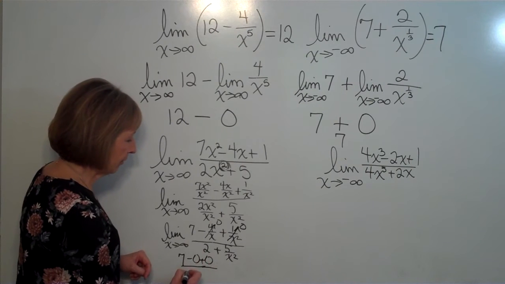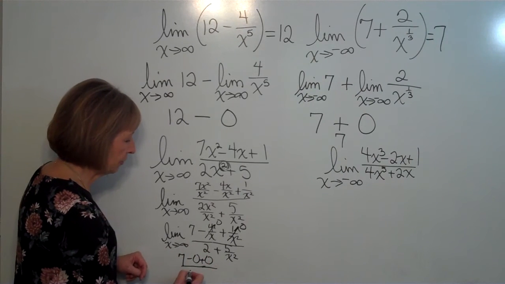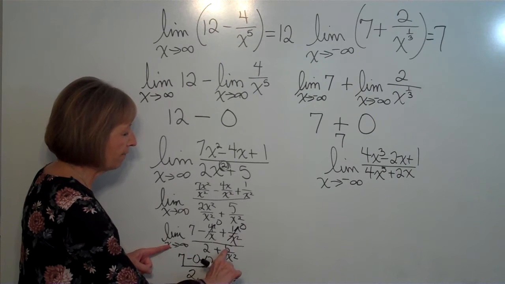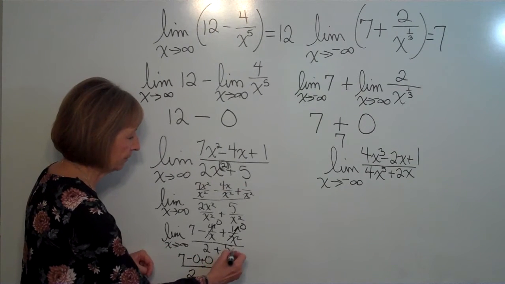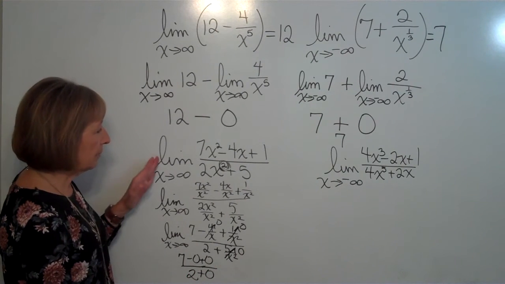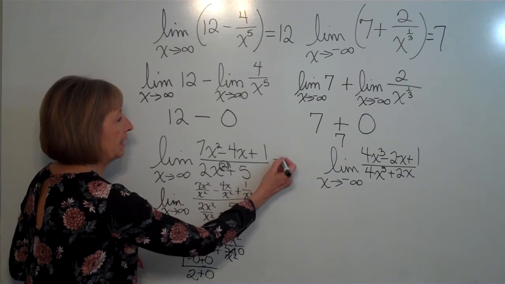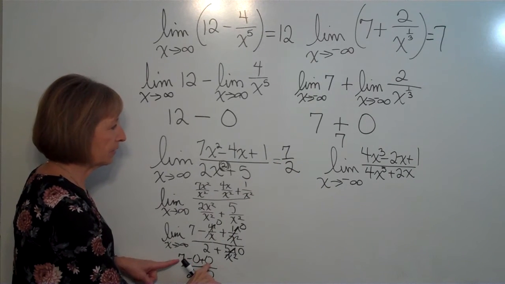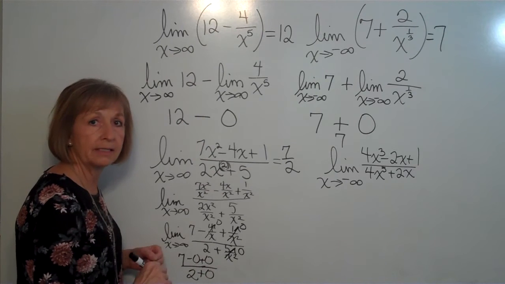In the denominator, the limit as x approaches infinity of 2 is 2, and the limit as x approaches infinity of 5 over x squared goes to 0. So our limit for this comes out to be 7 halves. 7 minus 0 plus 0 is 7, 2 plus 0 is 2.